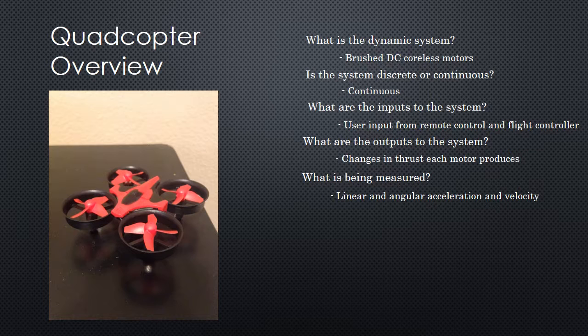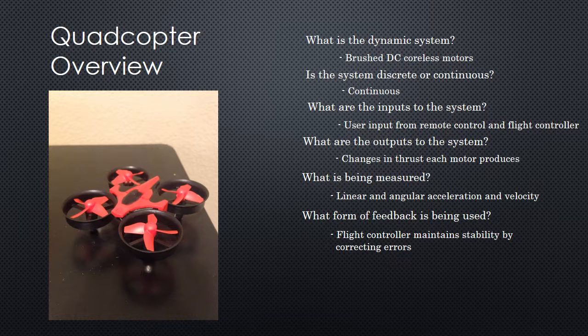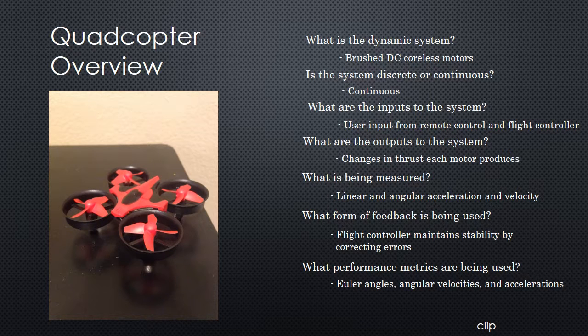The onboard inertial measurement unit measures accelerations through the accelerometer, and the gyroscope measures angular velocities. These allow the quadcopter to determine its orientation. The flight controller is a proportional integral derivative controller that maintains stability by correcting the error between the user input and its orientation. The flight controller is constantly measuring data during flight. As mentioned previously, these are angular velocities, accelerations, and the calculated Euler angles.